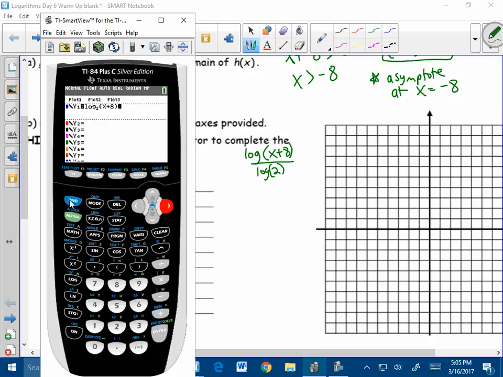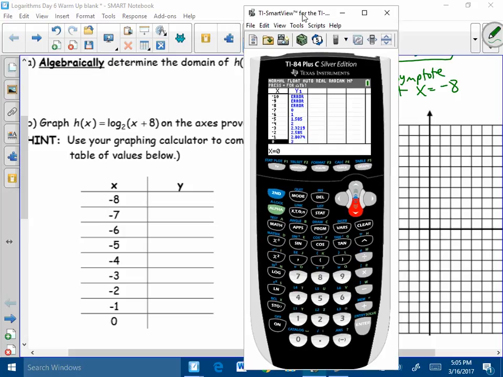Then I'm going to go look at the table, so second graph. It starts at negative 8, so I'm going to click down a little bit. I can see 0. Not going too far. There's an error at negative 8, and then I can fill in the rest of my table.